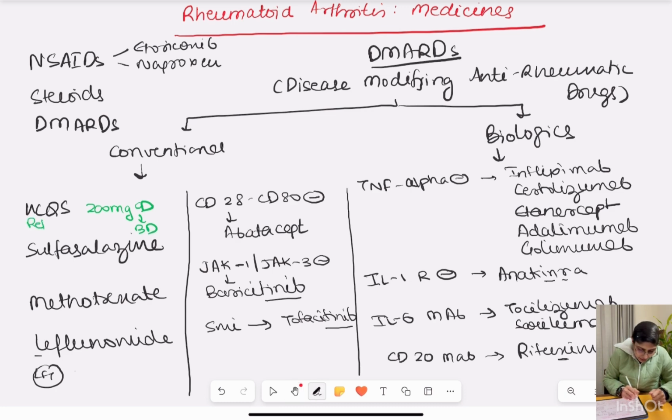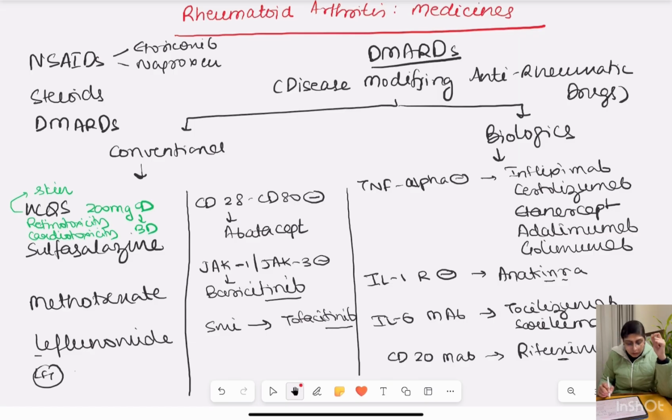The toxicity that HCQS can lead to is retinotoxicity, and another is cardiotoxicity. It can lead to arrhythmias. And it also leads to skin pigmentation.